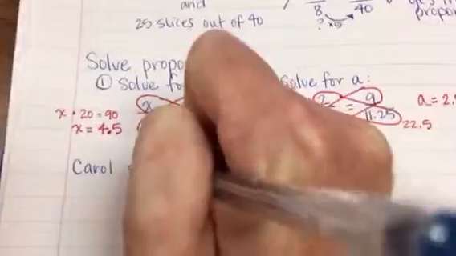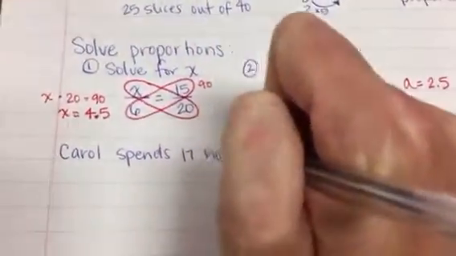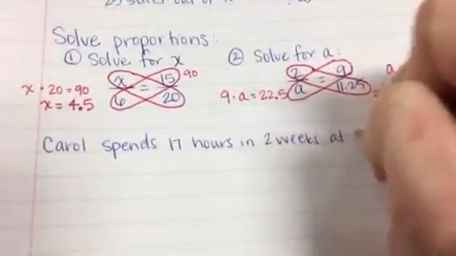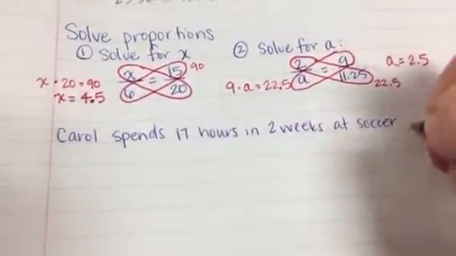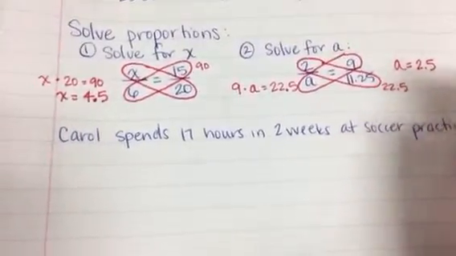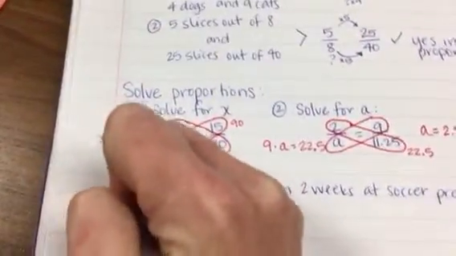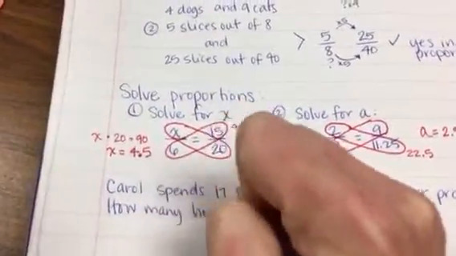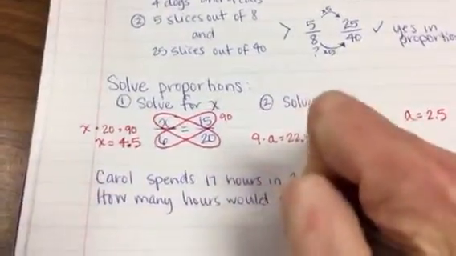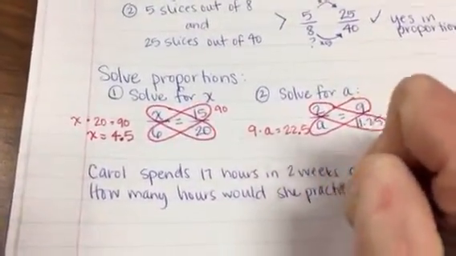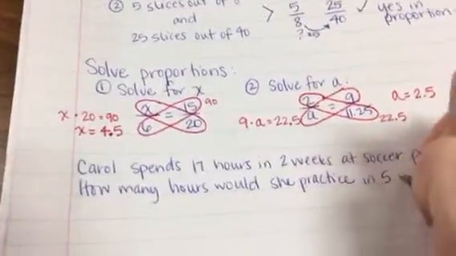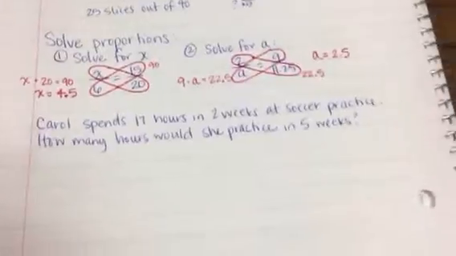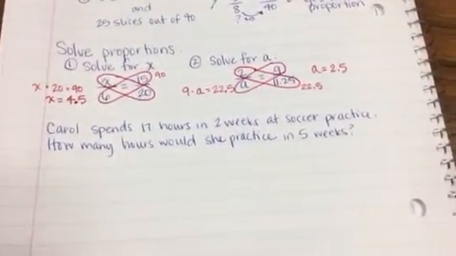Carol spends 17 hours in 2 weeks at soccer practice. So if you aren't already copying this down, please do so. How many hours would she practice in 5 weeks? Now, we've been doing lots of problems like this. I'll give you just a second to copy it down. Pause if you need to.